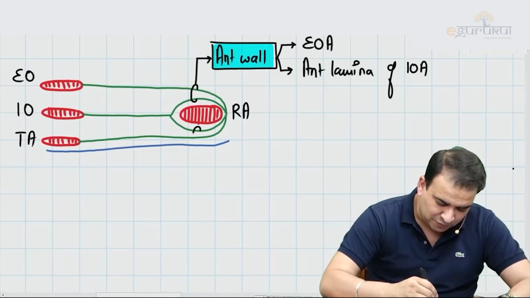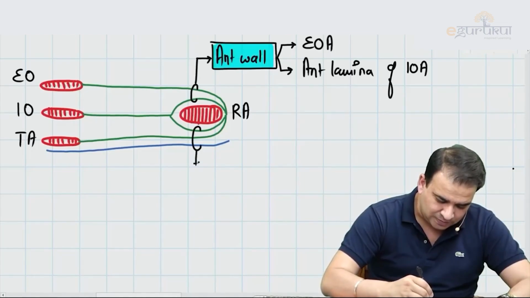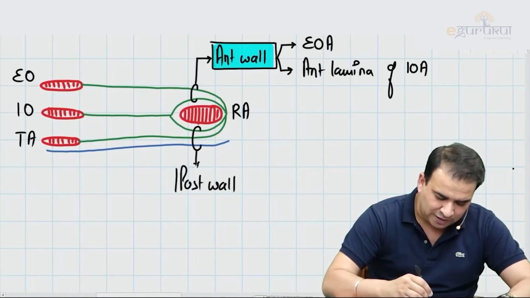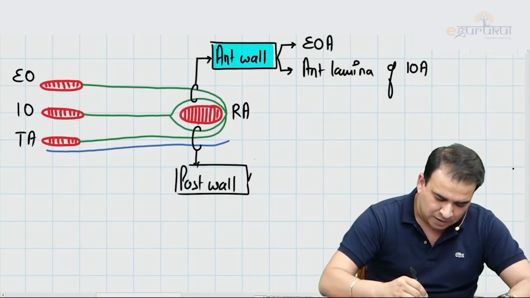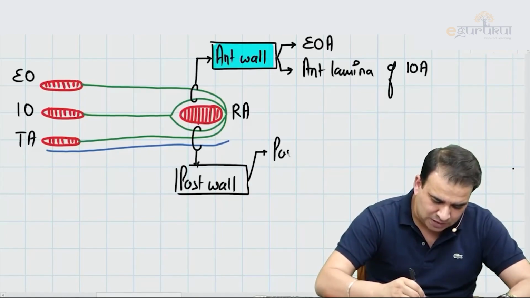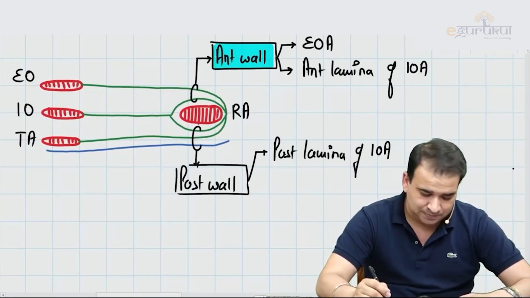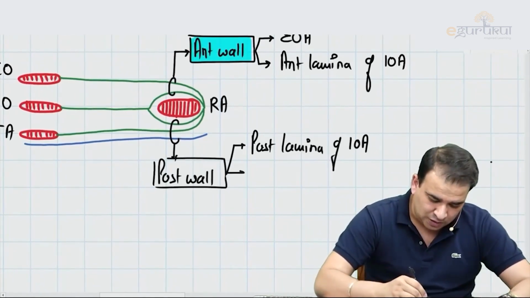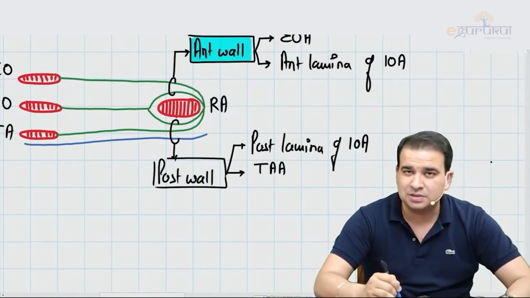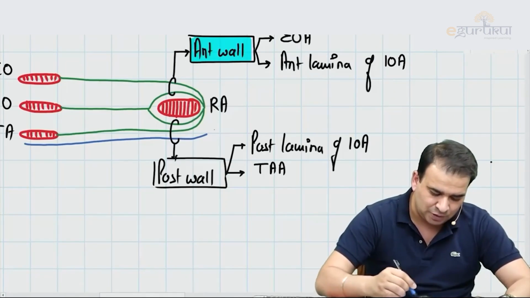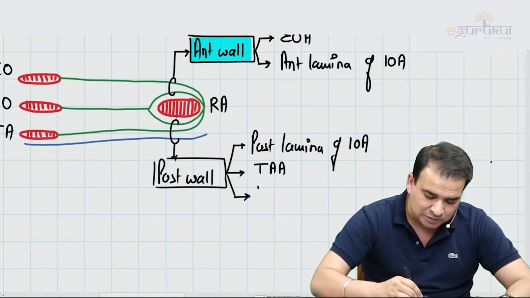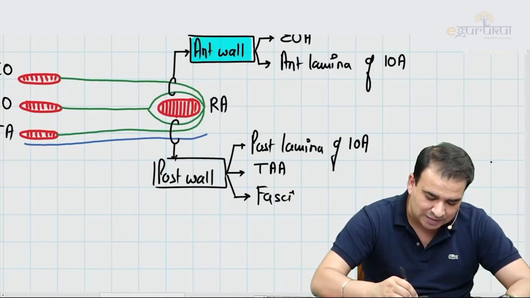If you look at the posterior wall of the rectus sheath, it is formed by these three. Number one, the posterior lamina of internal oblique aponeurosis. Number two, the transverse abdominis aponeurosis. And number three, also the fascia transversalis.